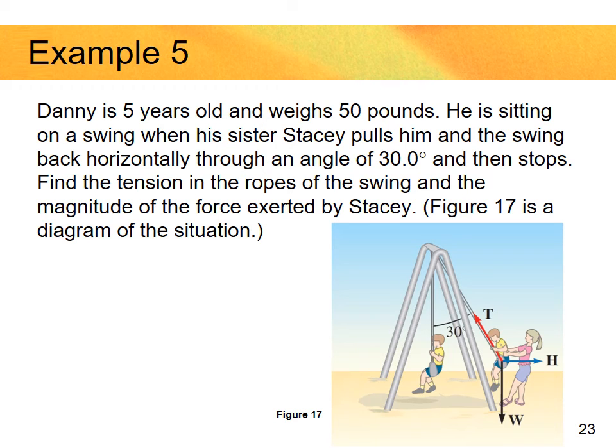If you think about it, this is the little drawing here. He was here before. Stacy pulls him back 30 degrees. We need to find T, because that's the tension on the rope itself. And then Stacy, her force right here, is defined as H. She's the one pulling this back, she's the one exerting this force of pulling back. And then we still have the weight of Danny to the ground. So let's see how this all works.